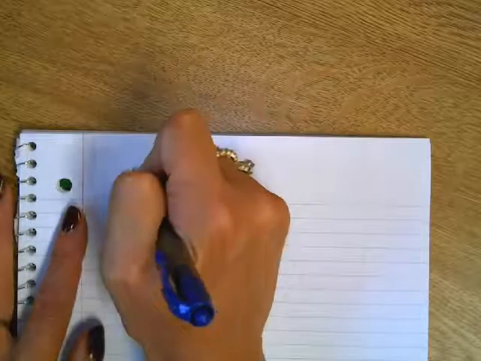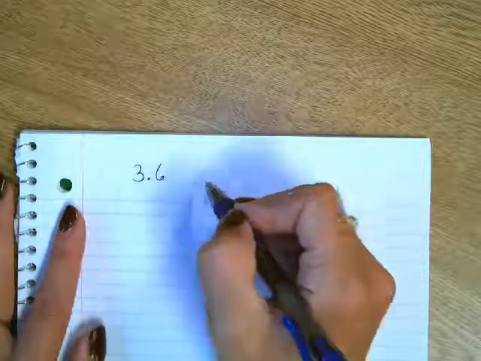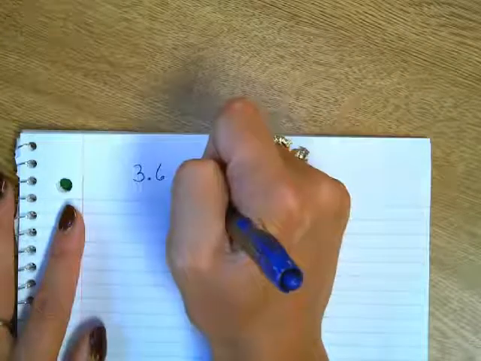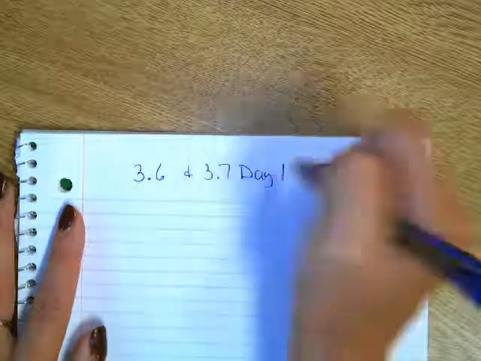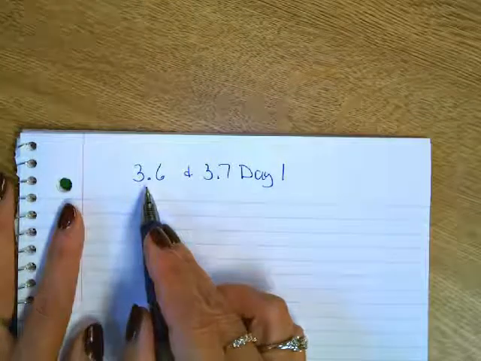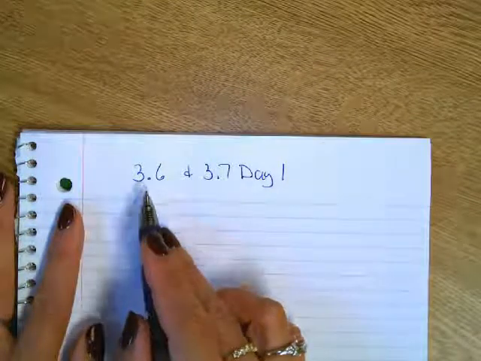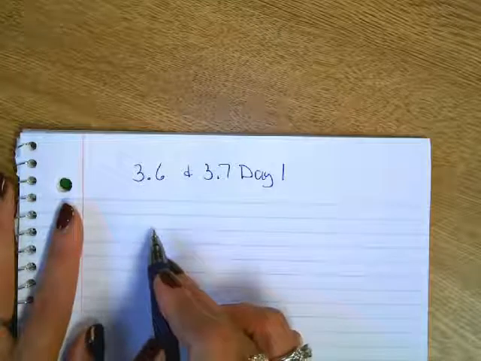Okay, we are going to start, we're going to cover section 3.6, which is just a discovery section, and then we're going to be starting 3.7 day 1. In 3.6, we're going to learn what the derivative for the sine and cosine functions are.